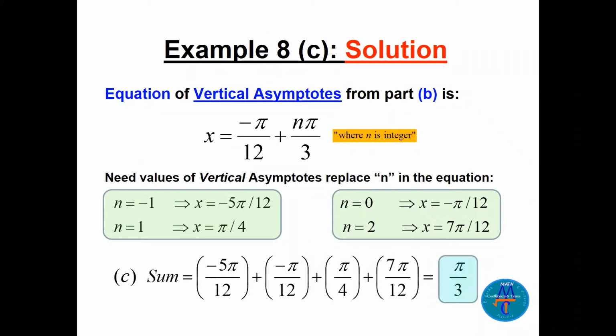Now in part C, let's use the equation of the vertical asymptotes, x equals minus pi over 12 plus n pi over 3, where n is an integer. And we have found already 4 n's: n is equal to minus 1, 0, 1, and 2. Every time we replace n there, like if I put minus 1 just to show you, minus pi over 12 minus pi over 3. Multiply by 4 to find the LCD 12, so you get minus 5 pi over 12. Same for n equals 0, then n equals 1, n equals 2. Then you add the 4 vertical asymptotes. When you add all these numbers, you get pi over 3.